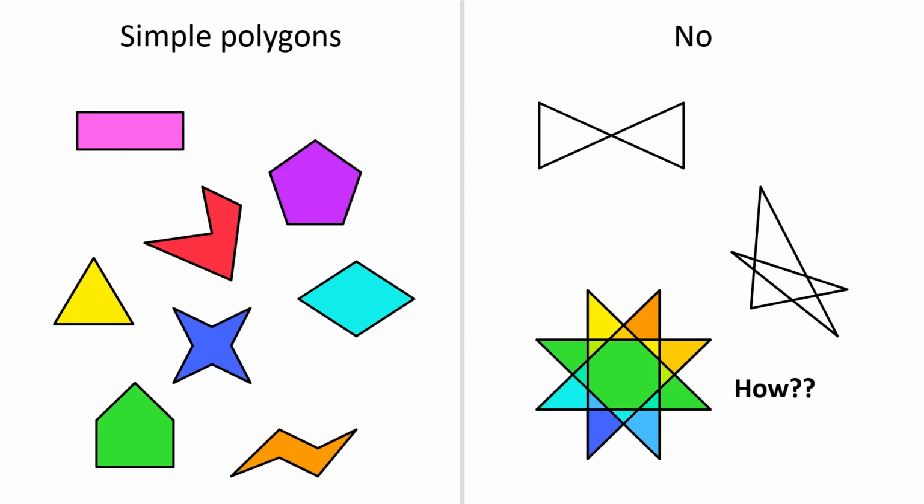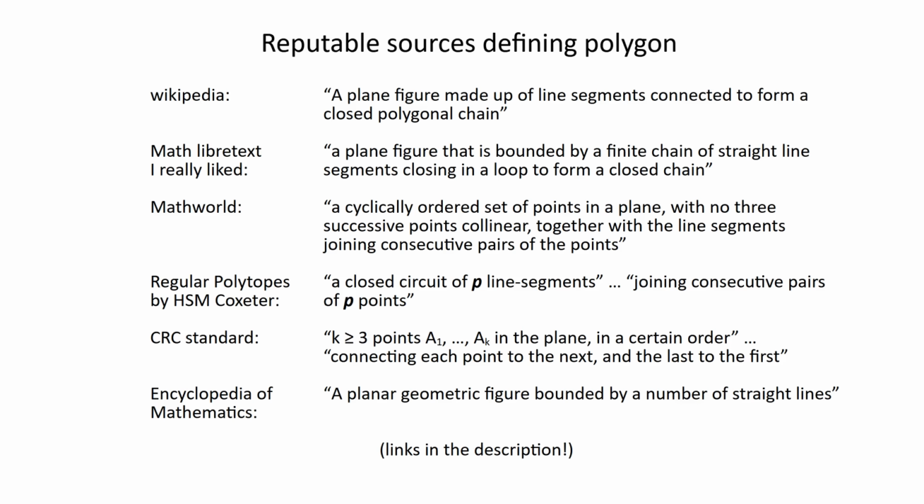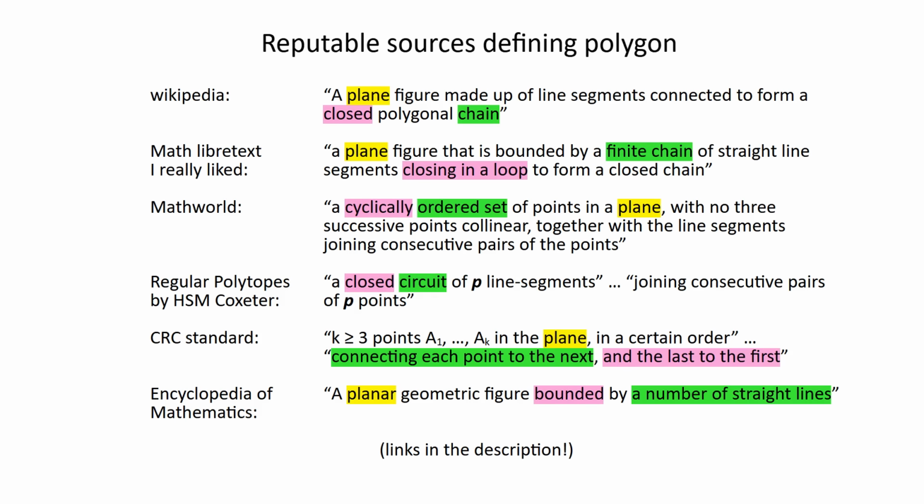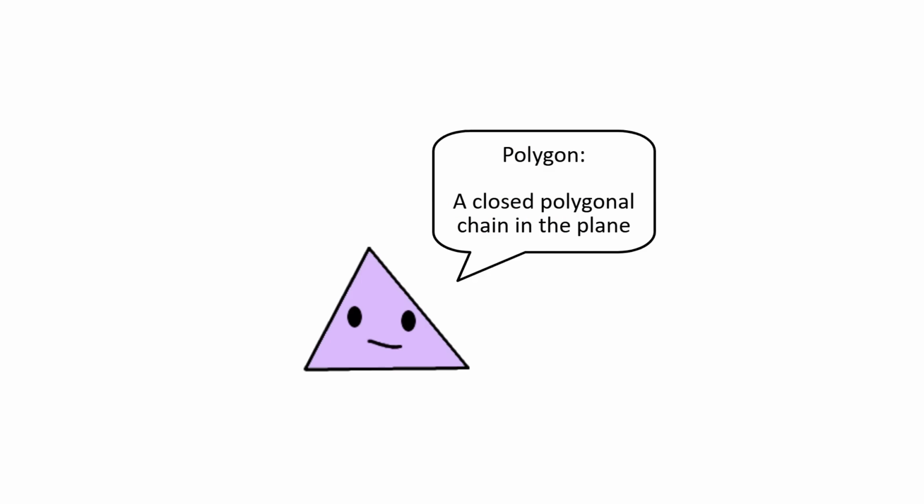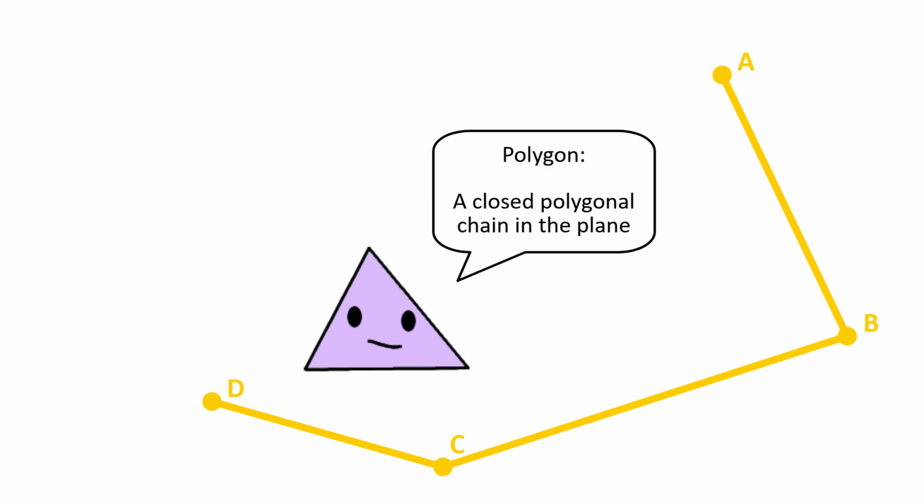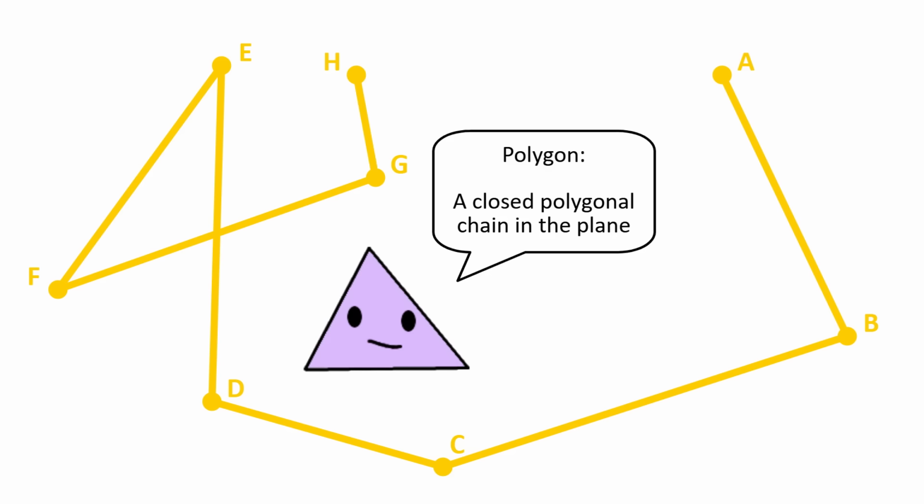As I mentioned earlier, there is no consensus, but compiling several major sources I found, we can see the essential components are that it must be a closed polygonal chain in the plane. A polygonal chain just means that point A connects to point B, which connects to point C, and so on using straight line segments. And for it to be closed, the last point also connects back to the first.